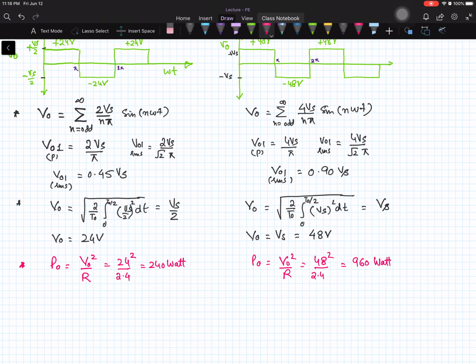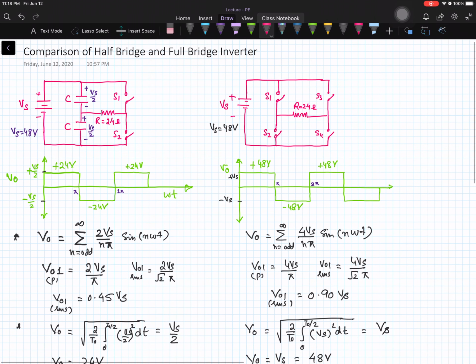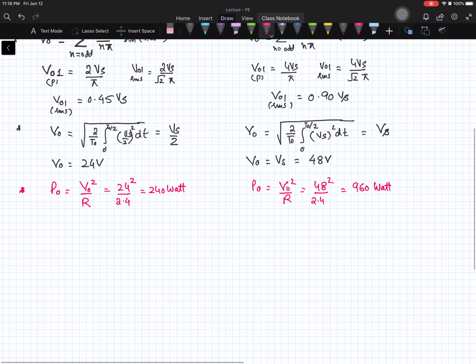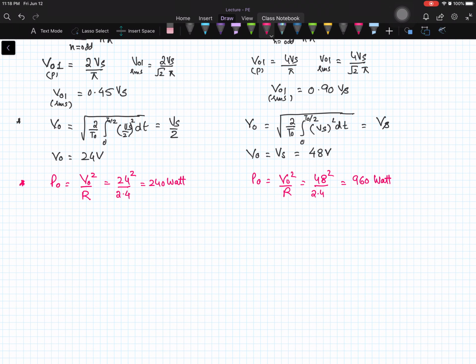So from here you can see that for the same supply voltage and for the same value of the load, we are going to get significantly higher power output from the full bridge inverter. Now let's compare the peak transistor current.